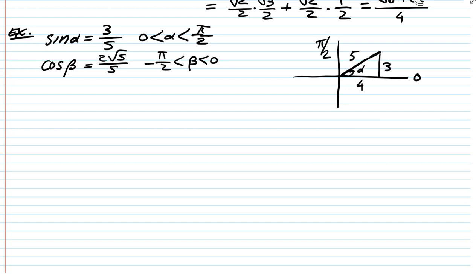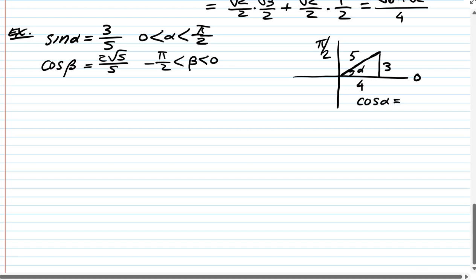All right, so you got that one. Now from this, we can actually get cosine of alpha, right? So what is cosine of alpha? Because we're going to need that in our formulas.